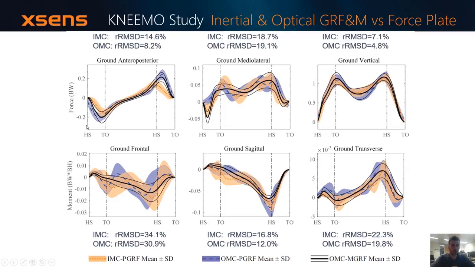When it comes to root mean square differences compared to the actual magnitude of its signal, of its component, we see that in most cases the signals and the performance of the two predictive models are very comparable. So we have slightly higher root mean square differences in the inertial motion capture solution. However, this is only a couple of percentages more in most cases.